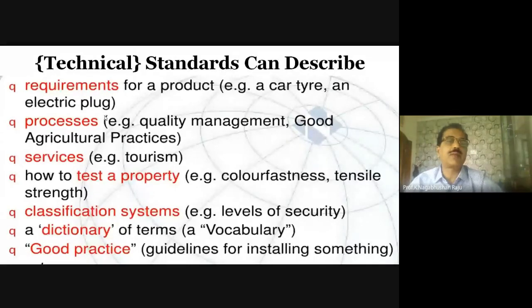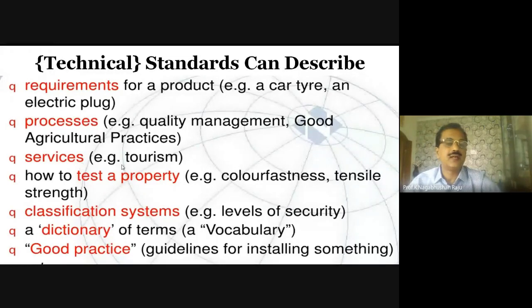Similarly, an electric plug: for a 110 volt supply or 220 volt supply, what should be the distance between live, earth or ground, and neutral. So these are also very, very important. Those are the requirements of a product which we fix as a standard. Then we have processes, quality management, good agricultural practices. All these come under standards for processes.